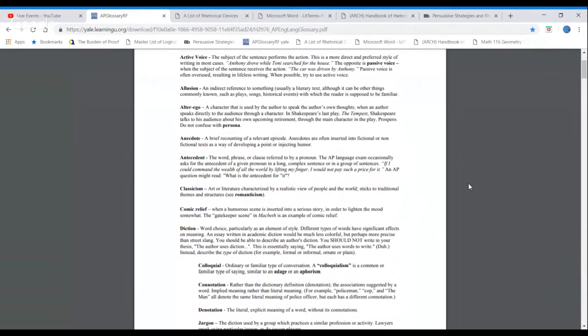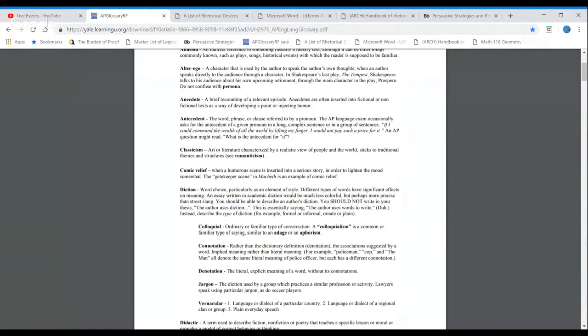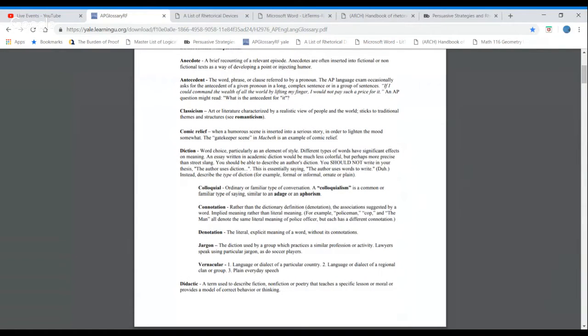Classicism: art or literature characterized by a realistic view of people in the world, sticking to traditional themes and structures. See Romanticism. Comic relief: a humorous scene is inserted into a serious story in order to lighten the mood somewhat. The gatekeeper scene in Macbeth is an example of comic relief. So we have to look at all this stuff. I know it's to do with writing, but these are the things that are used in rhetorical arguments to try and persuade people.